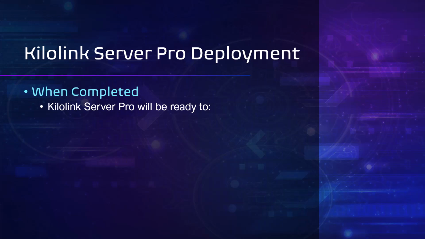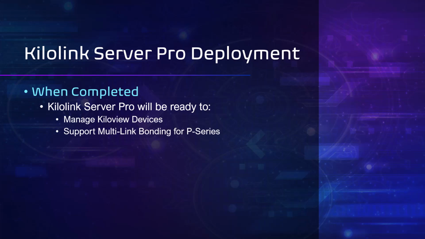In the next 11 or so minutes, I'm going to be showing you how to set up your Kiloview server using AWS. Please keep in mind there's not an official guide on how to do this, and some of the steps may be unnecessary, but this is a process I've tried a few times that works. When completed, your server will be able to manage your Kiloview devices, support multi-link bonding for the P-series, as well as stream RTMP and SRT.